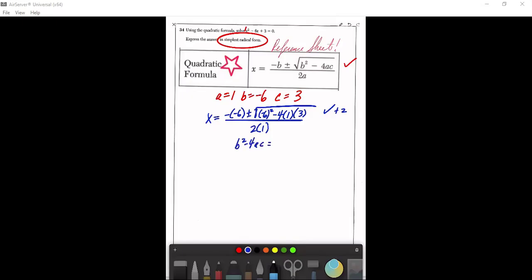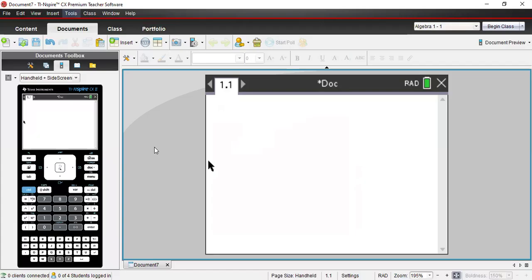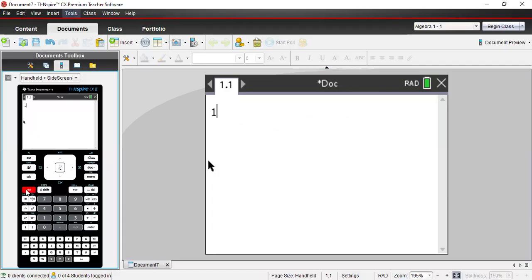Now from here, I use the calculator to finish this up. So I'm going to show you how I like my students to do it. We store numbers. I like that. I think it's cleaner. So we're going to do 1, control, and we're going to store that into A. And then we're going to take a -6 and store that into B. And then we're going to take 3 and store that directly into C.